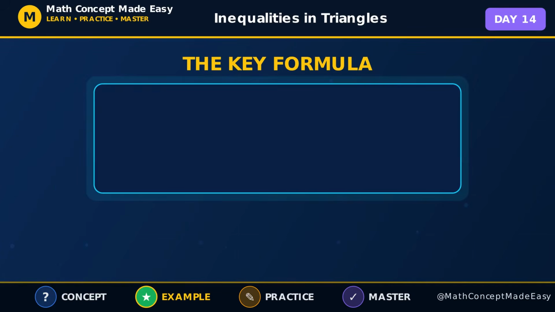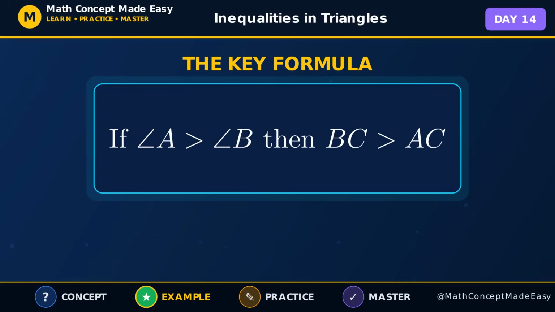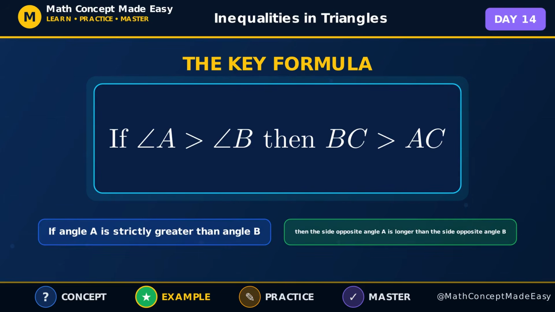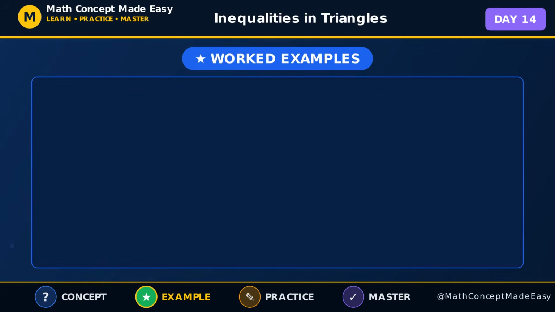Here is the key formula for inequalities in triangles. The formula is: if angle A is strictly greater than angle B, then the side opposite angle A is longer than the side opposite angle B. Watch how each part appears as I say it. Do not just memorize the symbols, make sure you understand what each one represents, because that is what the exam really tests. Let us put this to work with real examples, one step at a time.